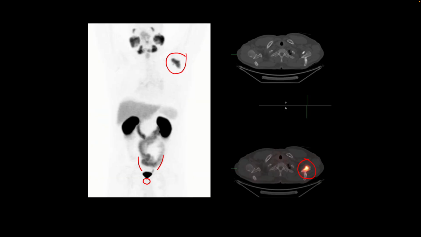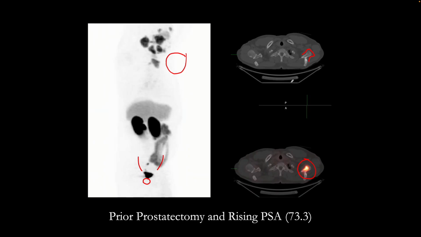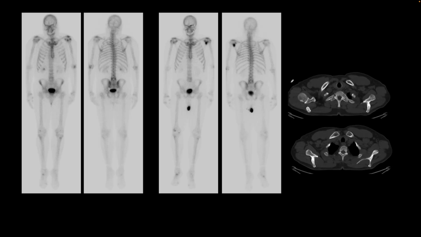It's hard to see any bony changes in the bone windows that are pathologic. And so this patient has a history of prostate cancer, and they've had a prior prostatectomy, and they presented with rising PSA. It was 73.3 at the time of this PET CT. So let's look at their history.